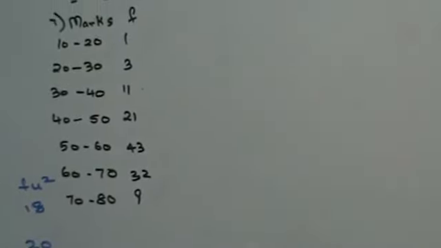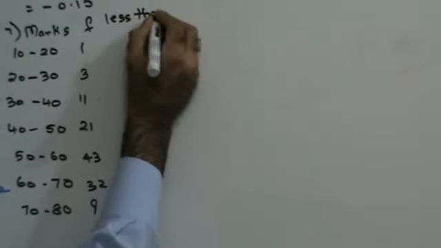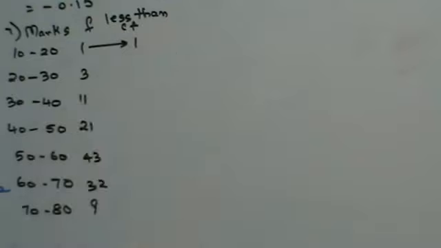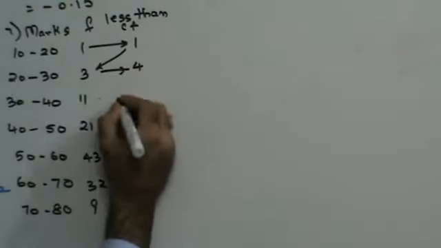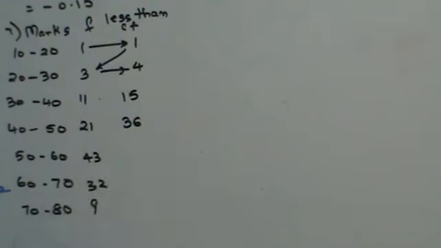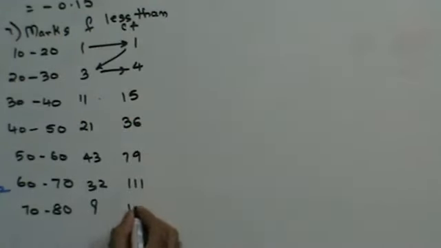Now when they tell you to find out Bowley's coefficient, the first thing you need to do is find the less than CF. How do you find the less than CF? Write the first number as it is: 1, 1 plus 3 is 4, 15, 20, 35, 36, 76, 79, 109, 111, 120. This last number is going to be n.